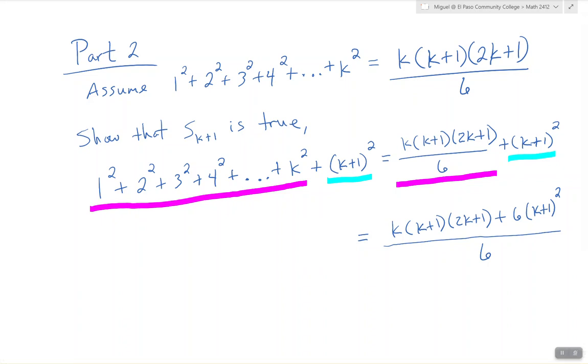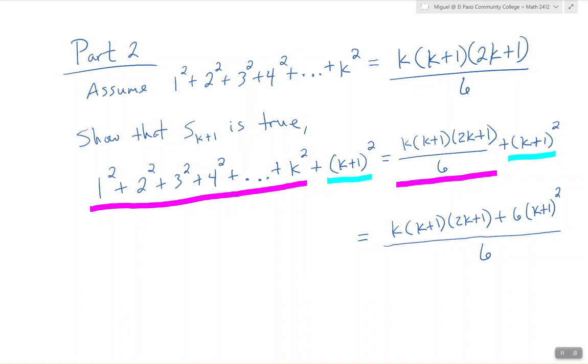Why did you put the 6 times... Which one? This one? Because this one doesn't have a 6 on the bottom. So if I put a 6 here, I have to take it out by putting it up here. So if you think about it, this is 6 divided by 6, so it's still just k plus 1 squared. And I'm trying to do it this way just because if you notice, that left side has a k plus 1, and this has a k plus 1, so I'm hoping we can factor that out and then continue from there.